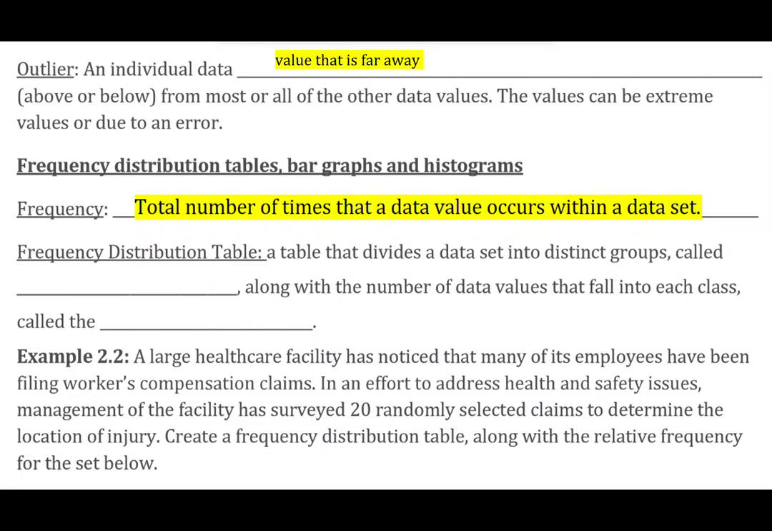Hello and welcome. In this video, we are going to look at frequency distribution tables and bar graphs.